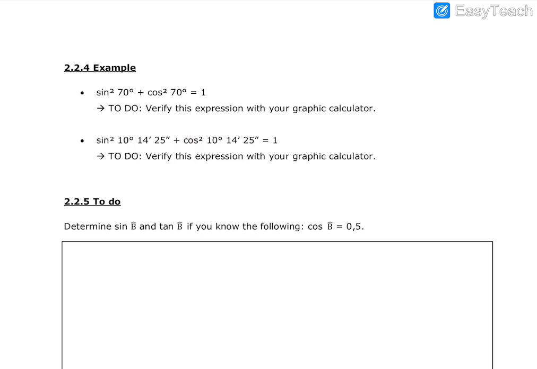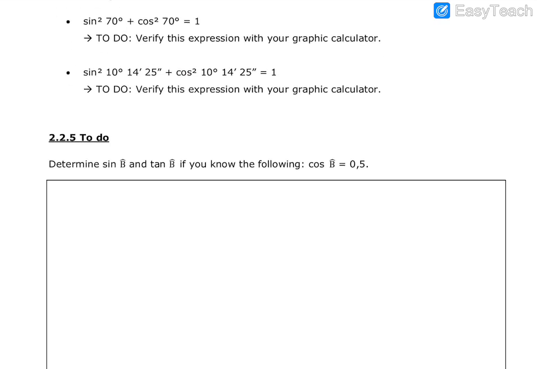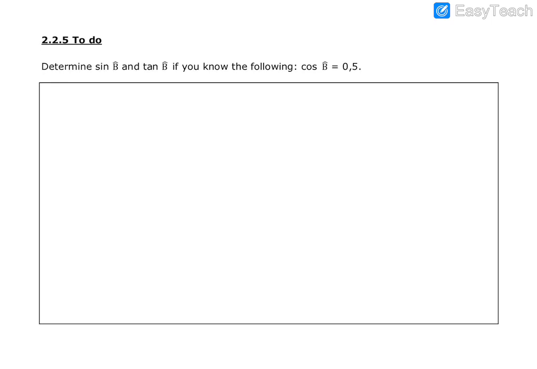Now, what can we do with these two formulas? And this is very important. These two formulas are going to help me to determine the trig ratios if another trig ratio is given without using a calculator. Yes? So at first we have the cosine of b.